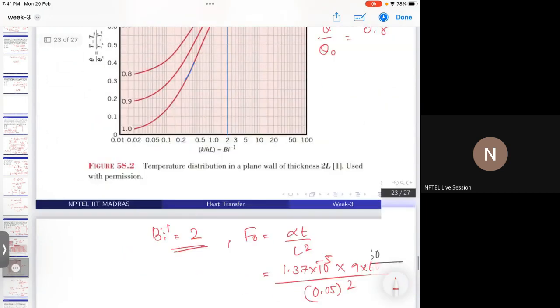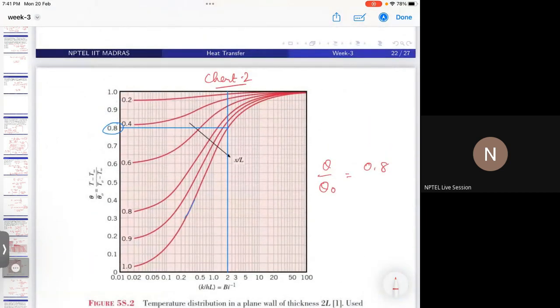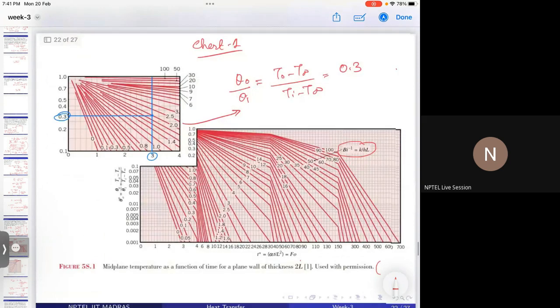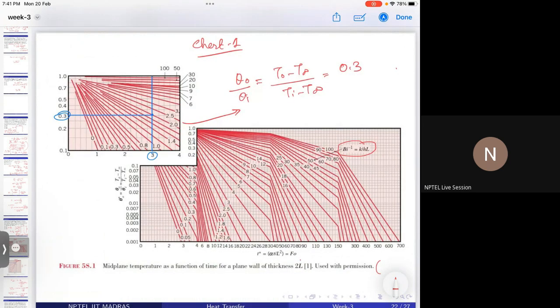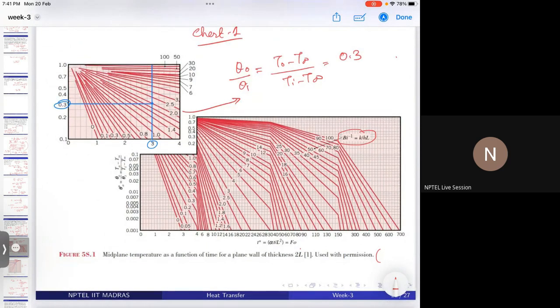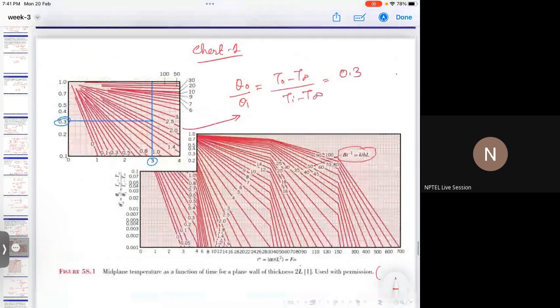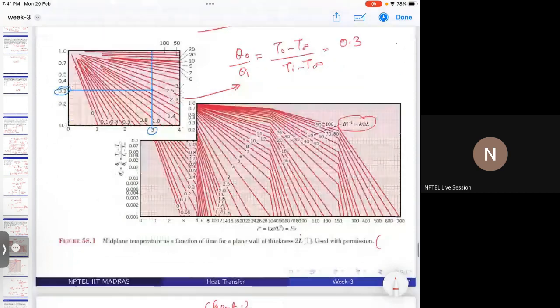Okay, this is how we use charts to find the temperatures at different locations. I hope this was clear to you, how to use the chart.